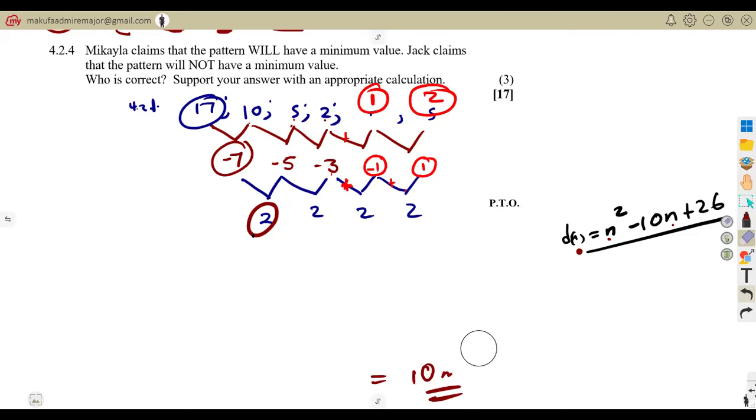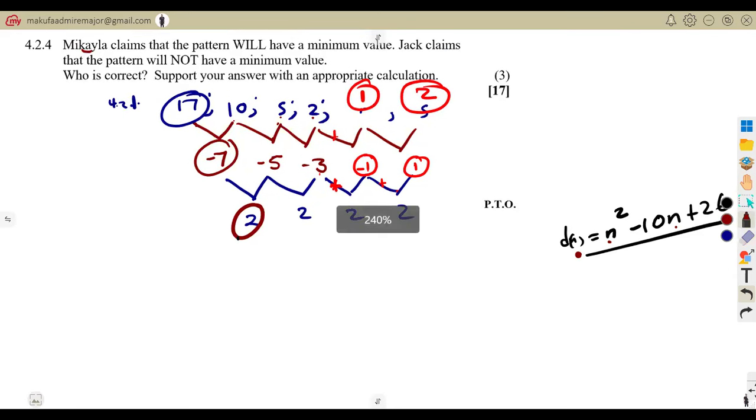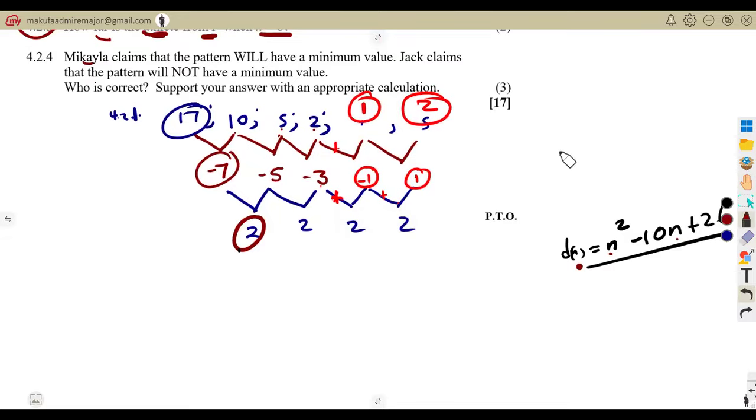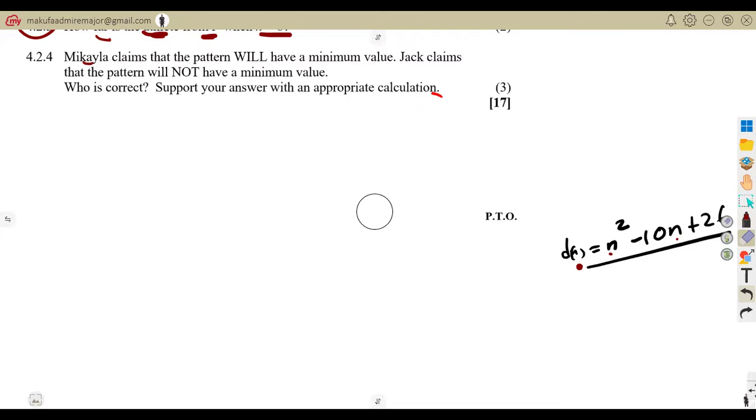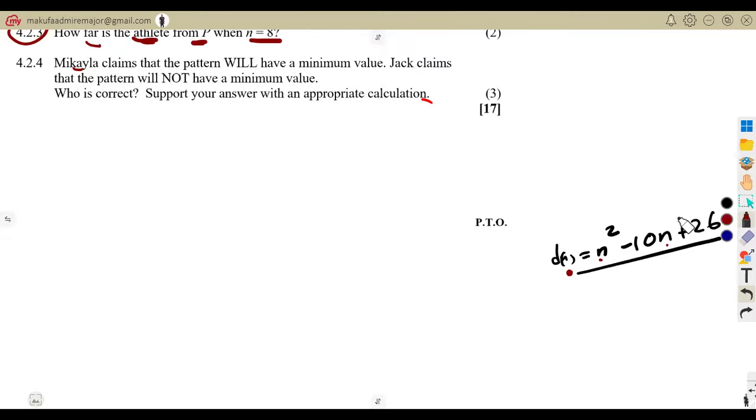Michaela claims that the pattern will have a minimum value. Then Jack claims that the pattern will not have a minimum value. Who is correct? By just looking into this question, guys, it was not even a part of calculation. By just looking into this calculation, we can see that this is supposed to have a minimum value. Remember, from our functions, this is a quadratic. So on a quadratic function, we expect to have something like this.